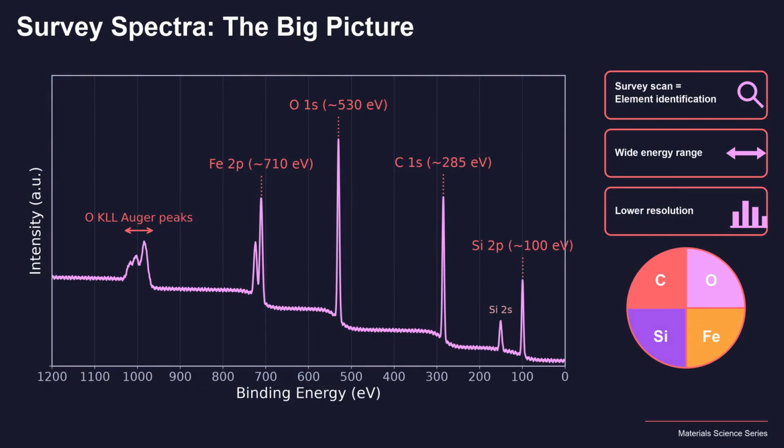Survey spectra provide a broad overview of elemental composition by scanning across a wide binding energy range, typically 0 to 1200 eV. Characteristic peaks appear at specific binding energies: carbon 1s near 285 eV, oxygen 1s near 530 eV, and various core levels for other elements. Auger peaks also appear, but are identified separately. While survey scans offer lower resolution, they enable rapid element identification and semi-quantitative composition analysis. Peak areas, after correction for sensitivity factors, provide atomic percentages.